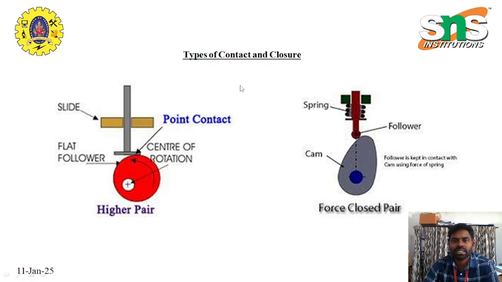See here the types of contact and closure. The first one is the higher pair, having line contact or point contact. Here it is a point contact, so it is called the higher pair. It is a slide, the flat follower and the center of rotation. In this setup, there is a point contact between these two, so it is called a higher pair. Then for the type of closure, we have the spring type follower, that is the cam and follower. The follower is kept in contact with the cam using the force of a spring. With the help of the spring, there is contact between the cam and follower, so it is called a force closed pair, and another one is the self closed pair.